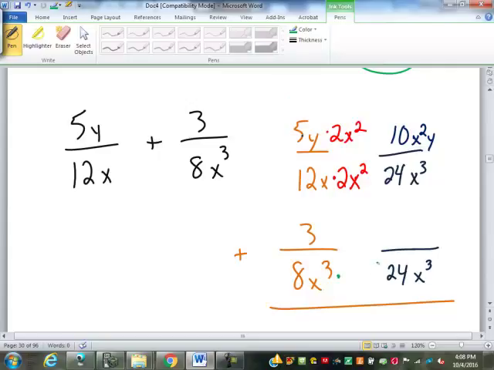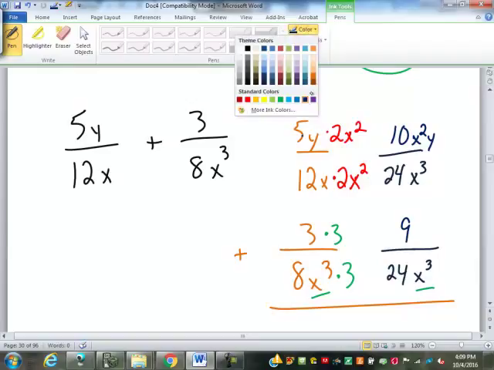Down here, did I have to change the 8? Yeah, to make the 8 into a 24, I had to multiply by 3. Do I have to change the power of the x? No, I got x to the third and x to the third, so I don't have to change that at all. So I'm just multiplying by 3. So 3 times 3 makes 9.